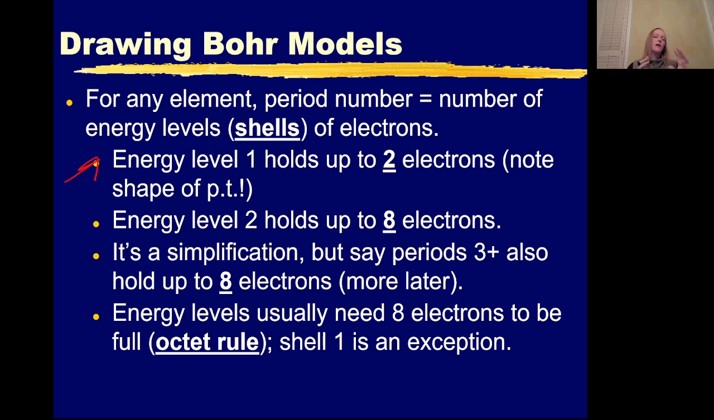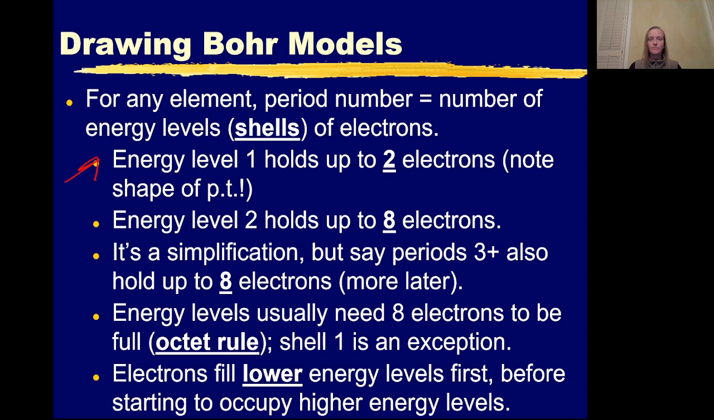This idea of an energy level holding 8 electrons maximum, that's called the octet rule. Oct as in octopus or octagon, meaning 8. We call it the octet rule because these energy levels are holding 8 electrons. Another important thing to know about Bohr models is that lower energy levels fill first. So you put electrons in energy levels that are close to the nucleus before you start putting electrons in energy levels that are further from the nucleus.